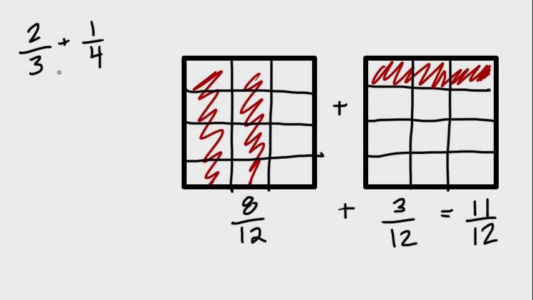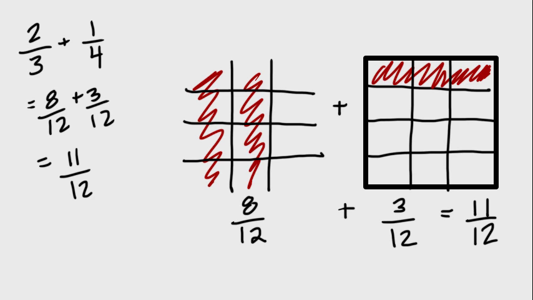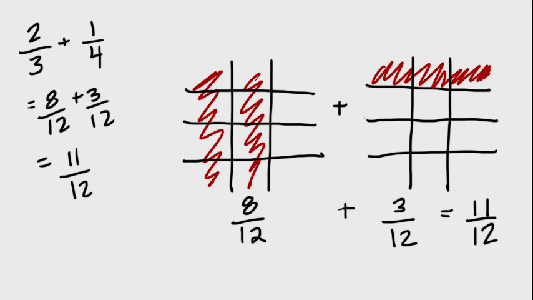So what is 2/3 plus 1/4? Well, it is equal to 8/12 plus 3/12, which is equal to 11/12. And so that's how we would do that, right? So what is happening here? Let me show you. Let's get rid of that.